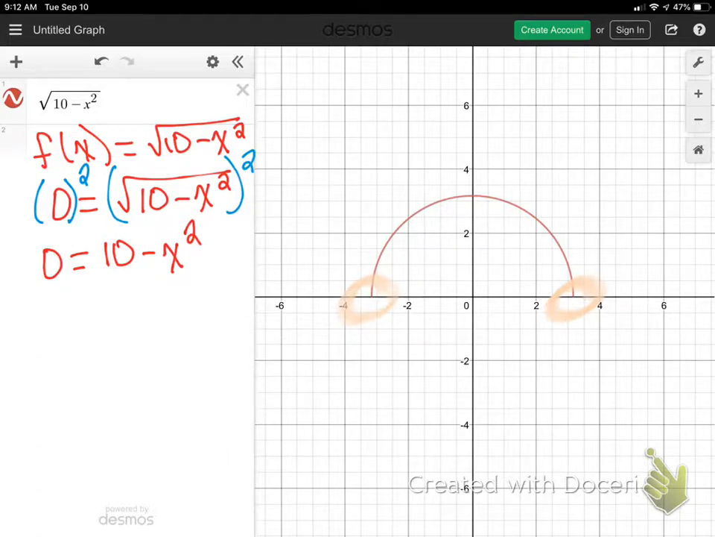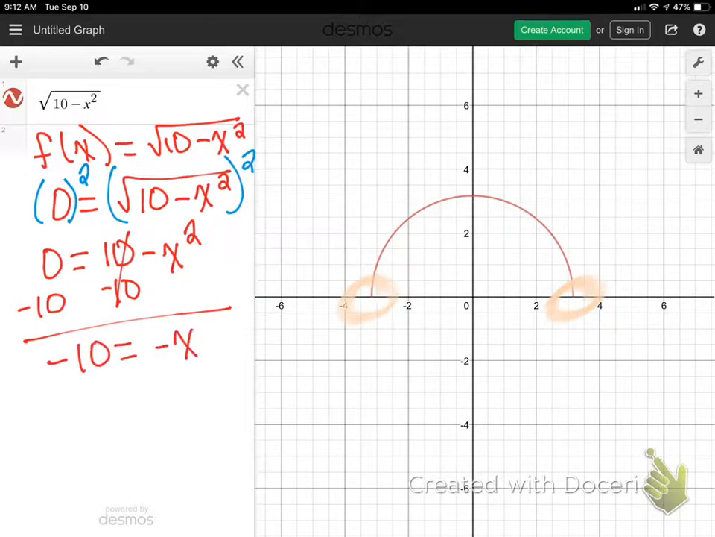I'm going to pull the 10 to the other side. So I've got negative 10. Negative 10 equals negative x squared. Okay? So x squared is 10.